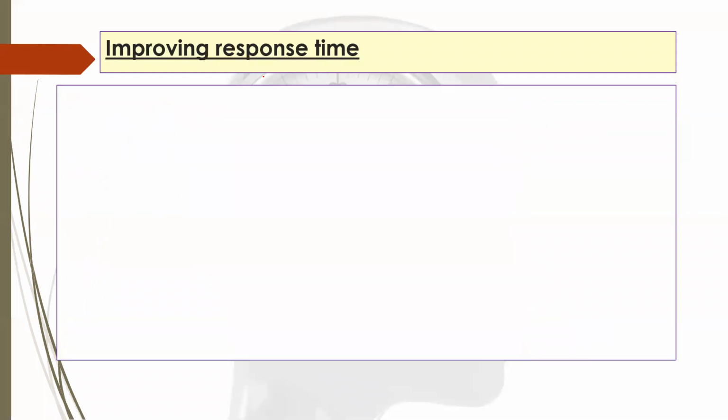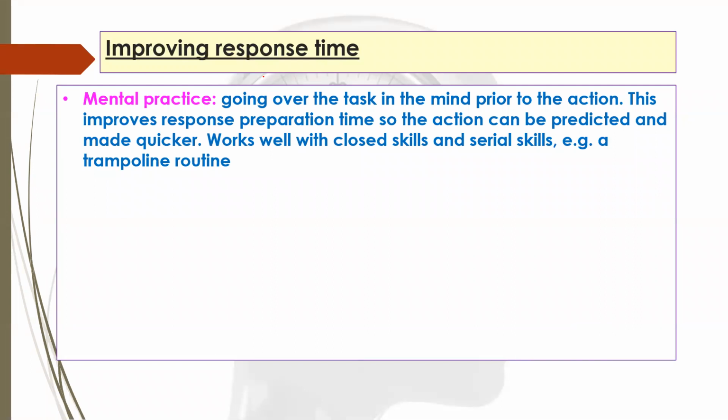Okay, let's just whistle through this. The first one's, like I said, type of practice, so mental practice. It's quite a lot of information here. You don't have to note it all down, but just be clear about how mental practice is potentially going to help. I've just outlined it in full with a little example. Going over the task in the mind prior to the action, that's what mental practice is. You're processing it before you actually go and participate in the event. This improves response participation time, so the action can be predicted and made quicker. If you've processed it a little bit already, you're not then having to think it through in as much depth at the time when you actually need to produce it.